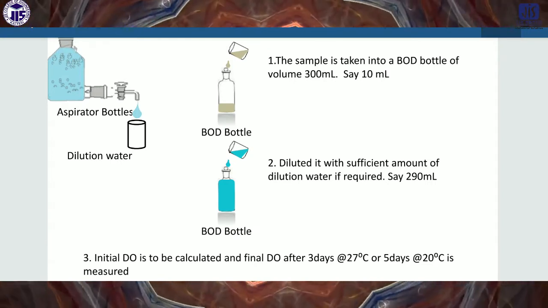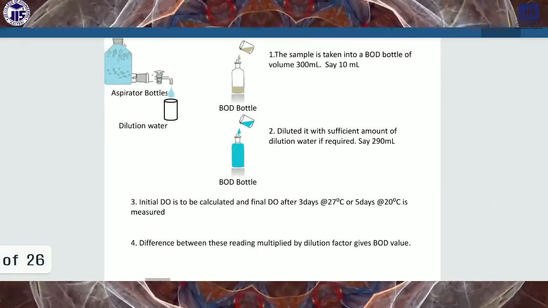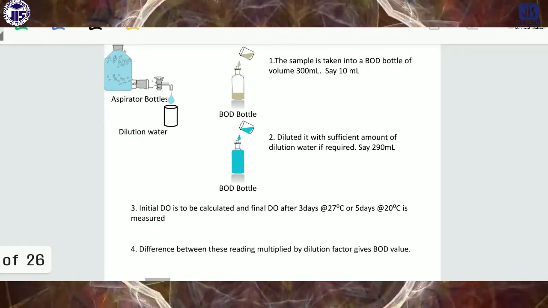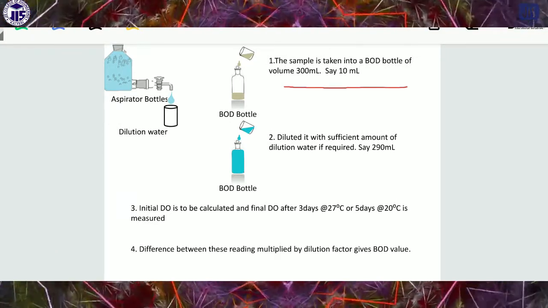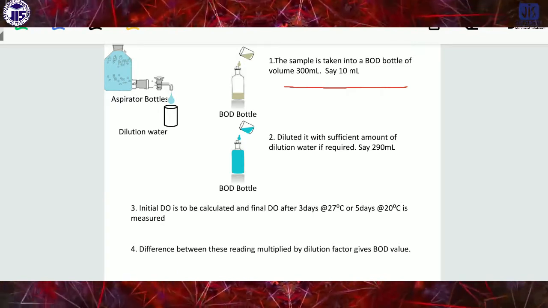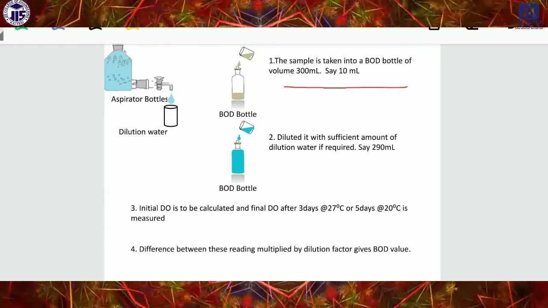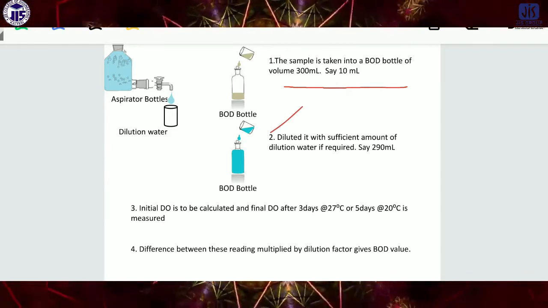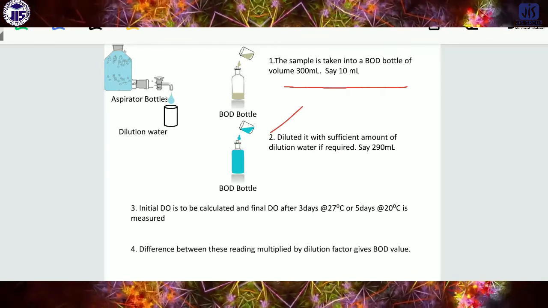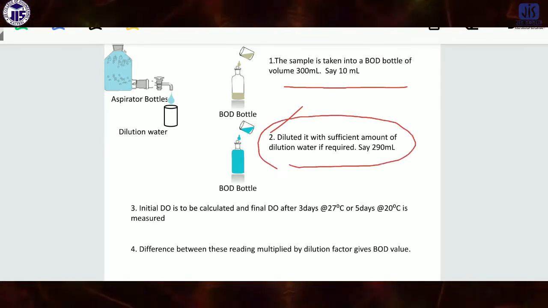Okay, so look there. First of all, the sample is taken into a BOD bottle of volume 300 ml. Suppose 10 ml of sample is taken in the volume of 300 ml, then it is diluted with a sufficient amount of dilution water if required, say 290 ml. That means the bottle should be filled.